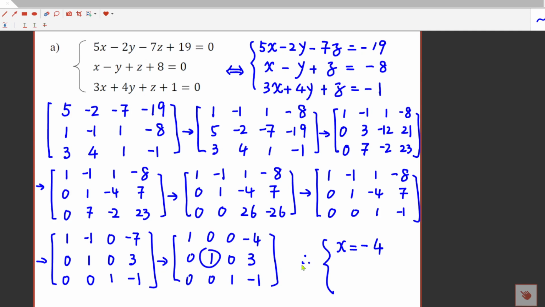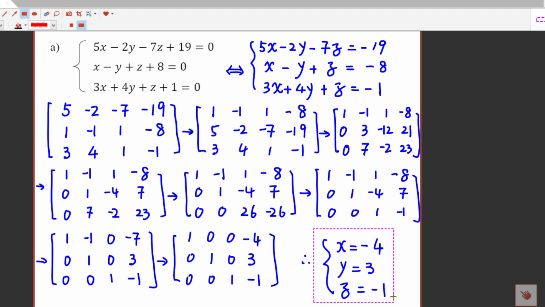And that corresponds to the coefficient of the second variable, which is y. So y equals this number here, right? Y equals 3. And this next coefficient is the coefficient of z, which means z equals this number here, right? Therefore, our final solution is just x equals -4, y equals 3, and z equals -1.